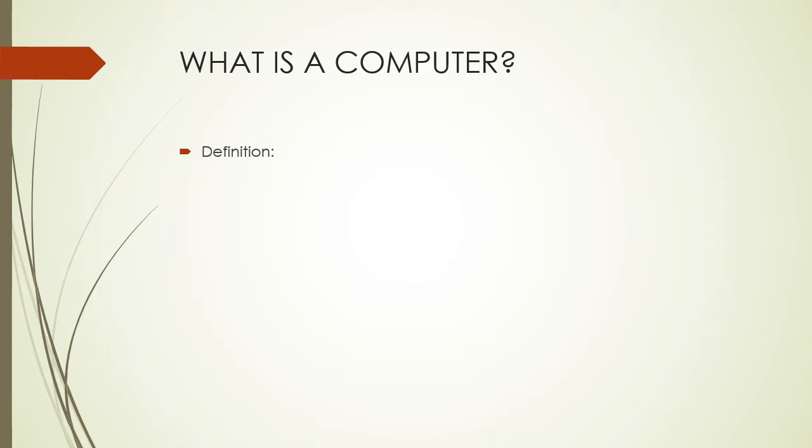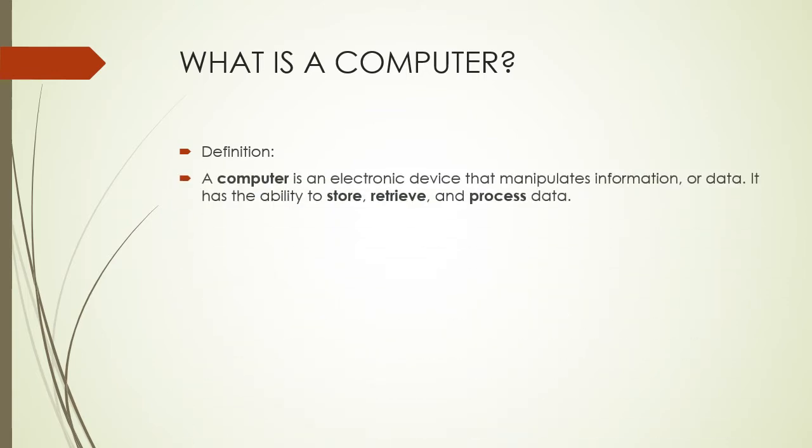All this being said, let us arrange for ourselves a simple yet complete definition of a computer. A computer is an electronic device that manipulates information or data. It has the ability to store, retrieve, and process data. What enables a computer to perform this function? It has two major components. Those two major components are what we will discuss now.